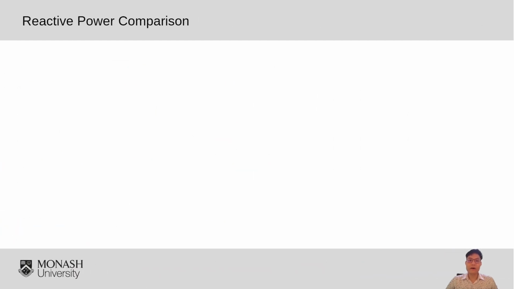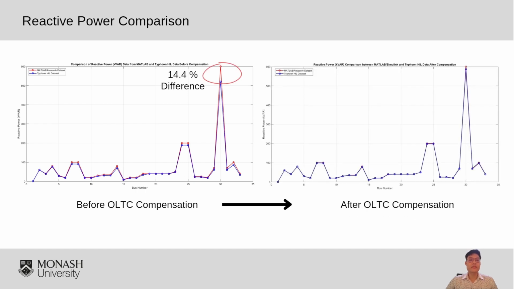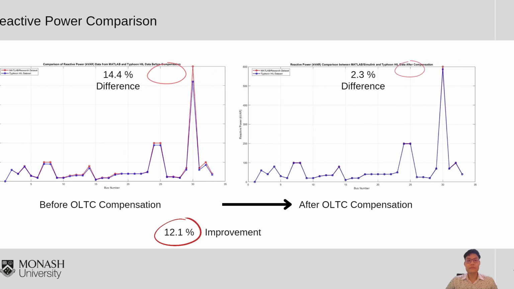And just like the active power, the reactive power for both simulation models follows the same trend. In the first graph, we compare the reactive power between the two datasets before compensation, with a maximum difference of 14.4%. After applying OLTC compensation, the second graph shows this difference dropping to 2.3%. This is an improvement of about 12.1%.